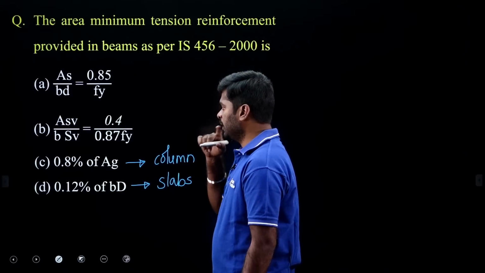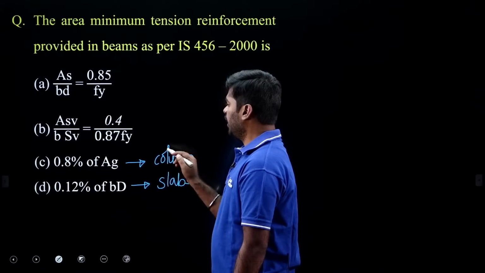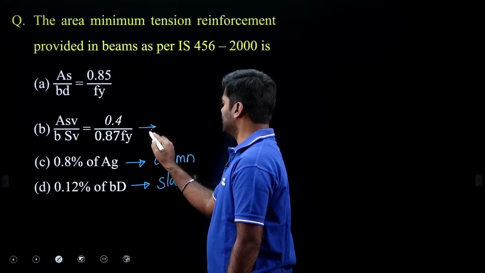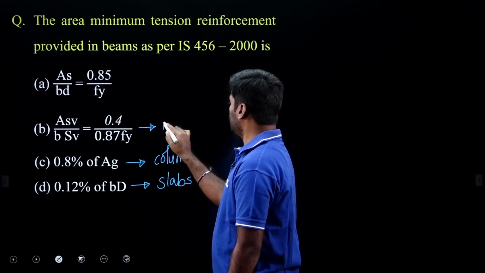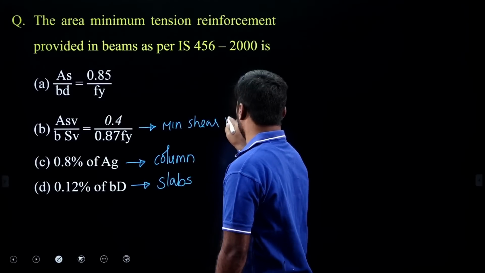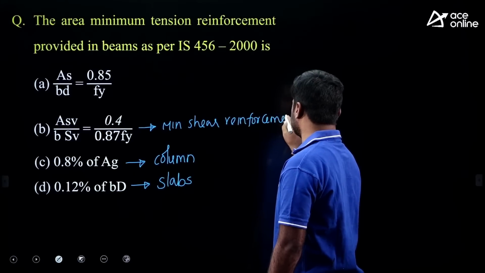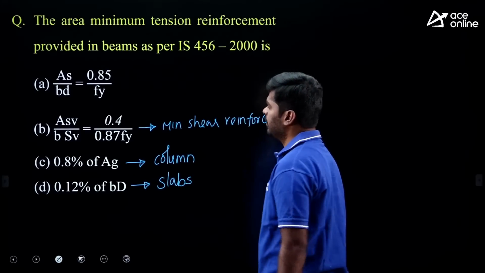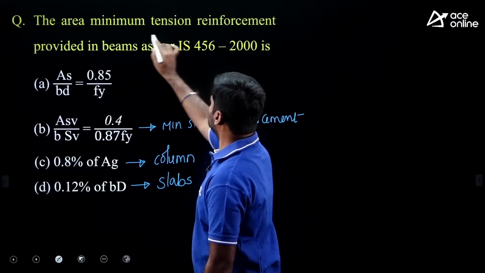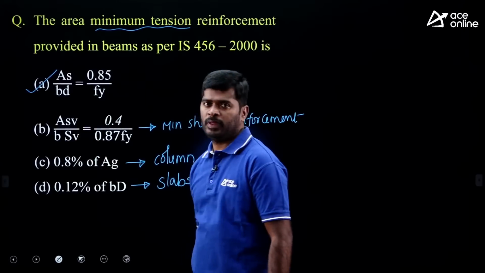Then the formula given in option B, Asv upon b into sv equals 0.4 upon 0.87 fy. Yes, it is the minimum shear reinforcement in beams. The minimum shear reinforcement formula for beams is Asv upon b sv. Minimum tension steel they asked in beams, so option A is correct.